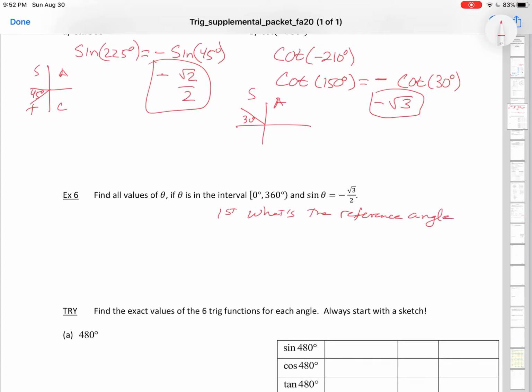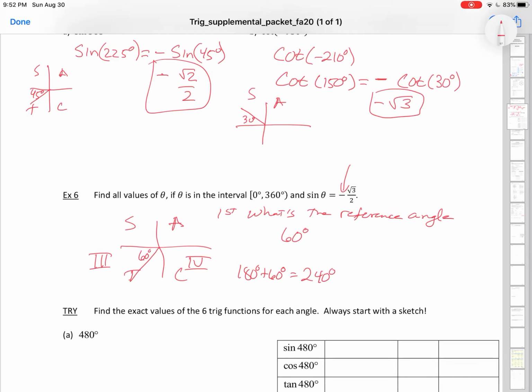What first quadrant angle gives me the sine ratio of root 3 over 2? And hopefully you come up right away that it's 60 degrees through memorization. So I need a 60 degree reference angle. Not everywhere though. Only where the sine is negative. So let's remind ourselves where that is. That's quadrant 3 and quadrant 4. So a 60 degree reference angle in quadrant 3 would be 180 degrees plus 60 degrees for 240 degrees. That's going to be this one right here.